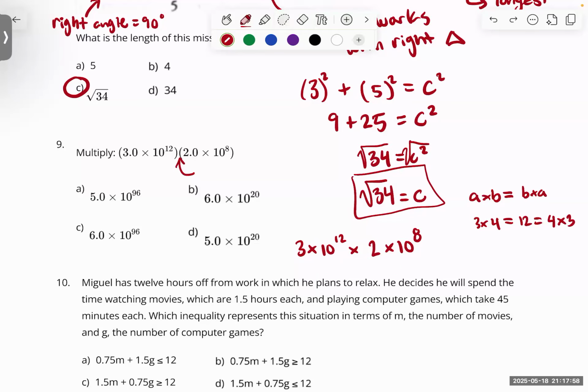Let me write this out so that I have 3 times 2 times 10 to the power 12 times 10 to the power 8, because look at that, I can multiply these. 3 times 2 is 6, so right off the bat, that eliminates A and D, because we're not adding 3 and 2, we're multiplying. Now, we're left between 10 to the power 96, or 10 to the power 20.